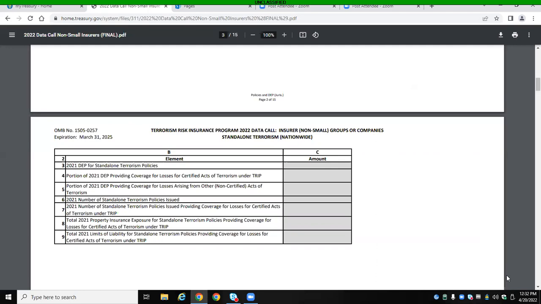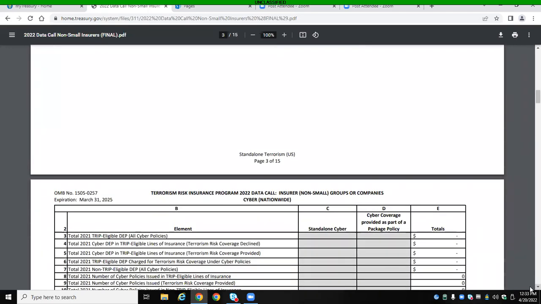We do ask here for information on terrorism coverage, both that cover acts of terrorism as certified by Treasury versus other acts of terrorism that are not certified. We do that for comparative purposes. Obviously, we know there's a separate market for coverage that would respond to non-certified acts of terrorism. But again, other than that, no changes from prior years, and this one is pretty straightforward.